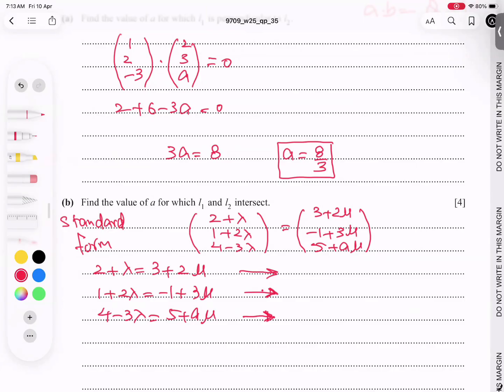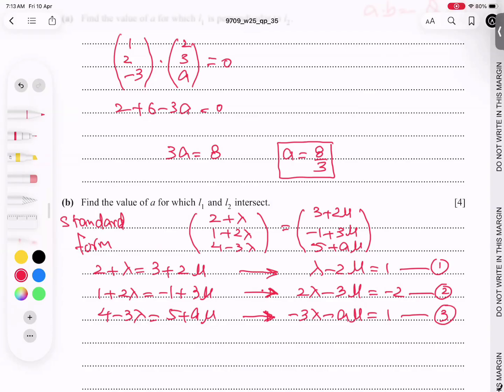So number 1, lambda minus 2 mu is equal to 1. Equation number 1. Then again, the second one is 2 lambda minus 3 mu is equal to -2. Equation number 2. Then -3 lambda minus a mu is equal to 1. I got three equations. Students, you can see clearly.